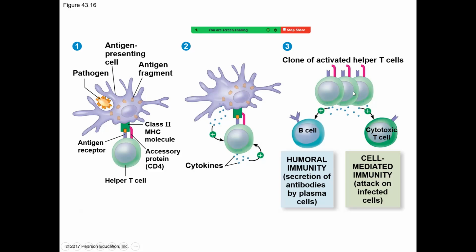And that helper T cell is going to go on to help activate B cells and also create cytotoxic T cells. So it's going to create the humoral side of the immune system. So these B cells will go on to secrete antibodies, and it also will help to activate the cytotoxic T cells. These are the cells that are going to go on to help recognize infected cells and to kill those.